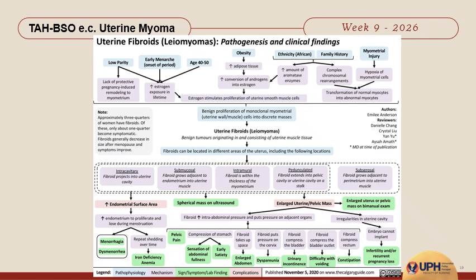Now, these are also the clinical findings. You can have pelvic pain and iron deficiency anemia. There will be an enlarged abdomen, urinary incontinence, and even constipation because of changes from the pelvic mass.